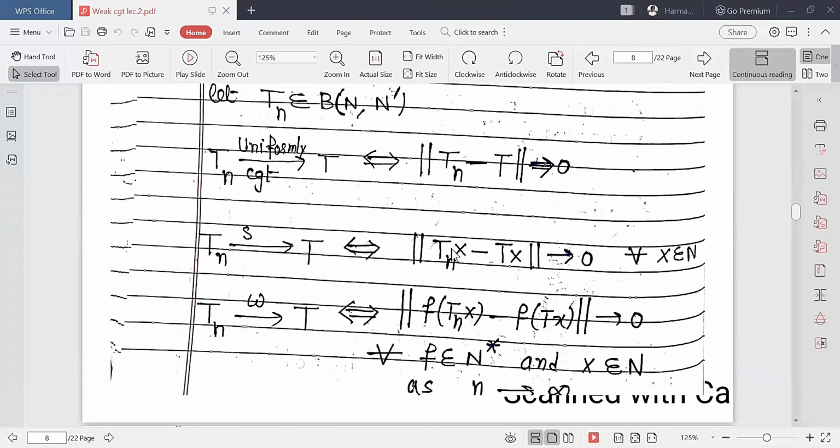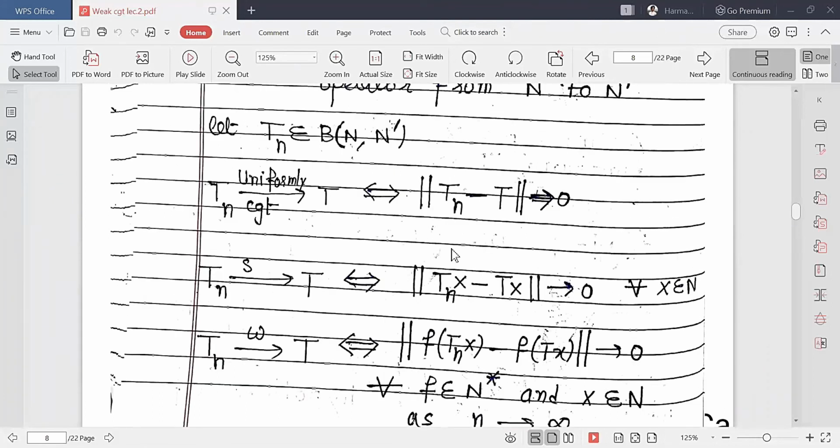Then here we have three definitions. Remember that definition: Tn is uniformly convergent to T if and only if the norm of Tn minus T approaches 0 as n approaches infinity. So this is the definition of uniform convergence. Similarly, Tn is strongly convergent to T if the norm of Tnx minus Tx approaches 0 for every x belonging to N.